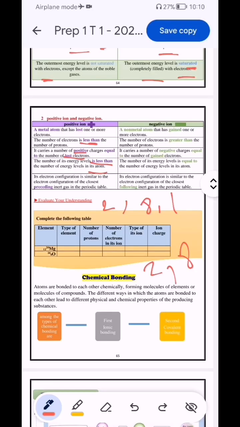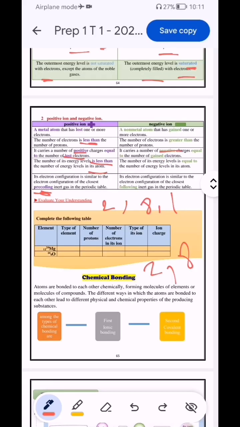And the electron configuration is similar to the electron configuration of the closest preceding inert gas. Preceding means before it in the periodic table. But a negative ion is a non-metal atom that has gained one or more electrons, and the number of electrons is greater than the number of protons, like Cl. The number of electrons in the atom equals 17, but in the ion equals 18 because it gained one electron. It carries a negative charge, and the negative charge equals the number of gained electrons.